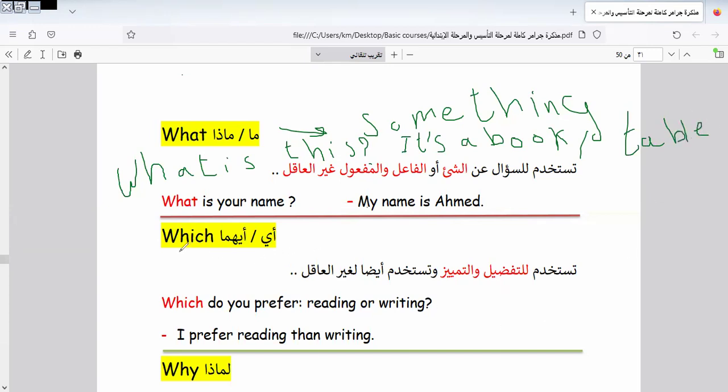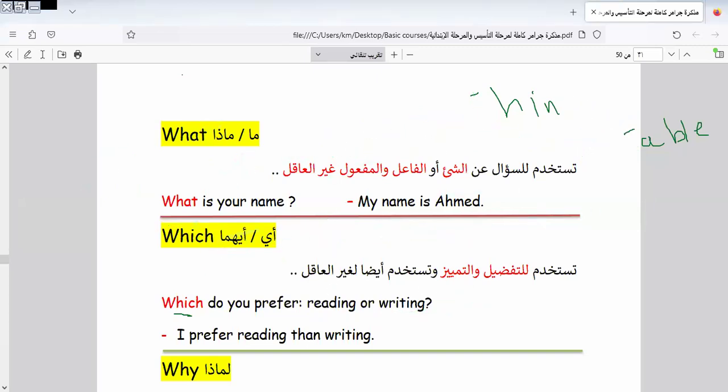Let's go to another one. Which is used to ask about choice. Here we have: which do you prefer, reading or writing? Someone says, I prefer writing. Others say, I prefer reading. So which asks about choice. Let's go to another question word to continue the rest of this lesson.